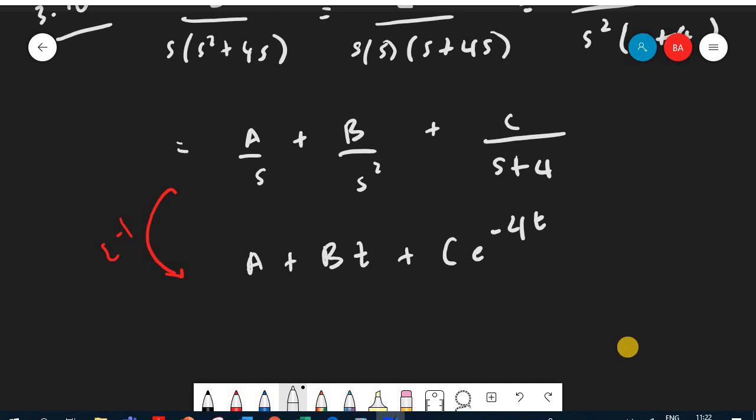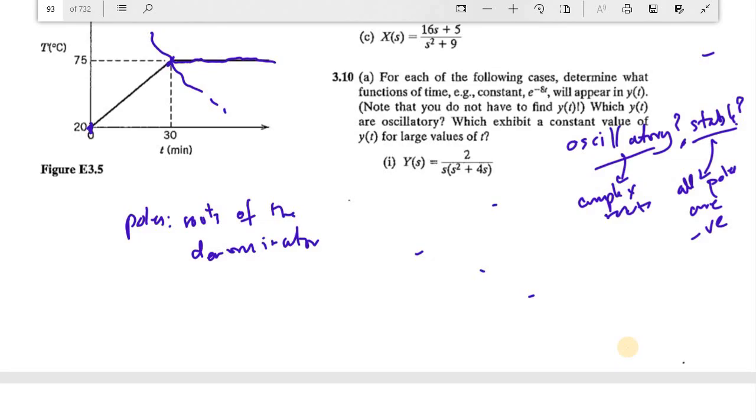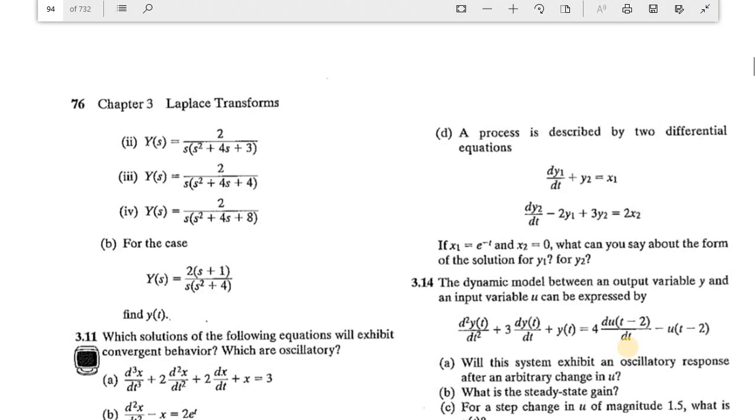As I said, it looks like we have a component that will decay, but we do have another component because of this integrator. We already saw that one of the poles is equal to 0, which shows that it is an integration process, and the integrator in the t domain is t. So this is how we can solve the first part of 3.10. Let's go to the second part.